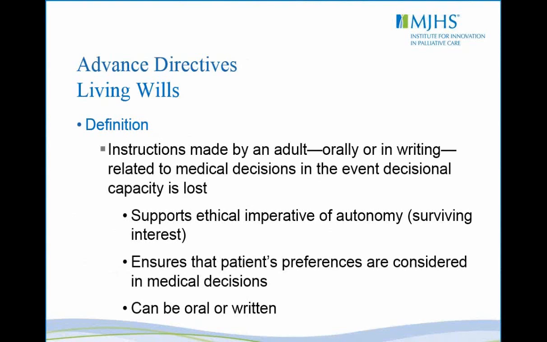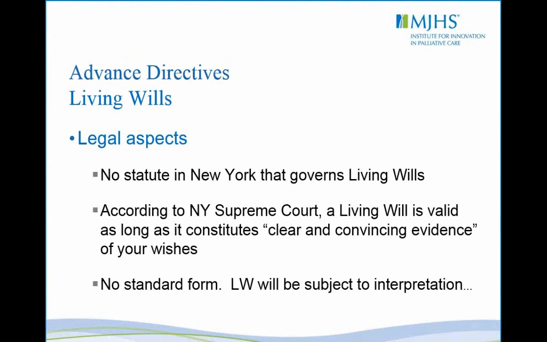Let's talk about living wills. Living wills are instructions made by an adult, orally or in writing, it's preferable in writing, related to medical decisions in the event that decision capacity is lost. So again, this supports the principle of autonomy. I cannot decide for myself, therefore I'm writing what I would like, my preferences in such and such a case. It can be oral or written, as we said. Written is probably better, it's better proof than oral.